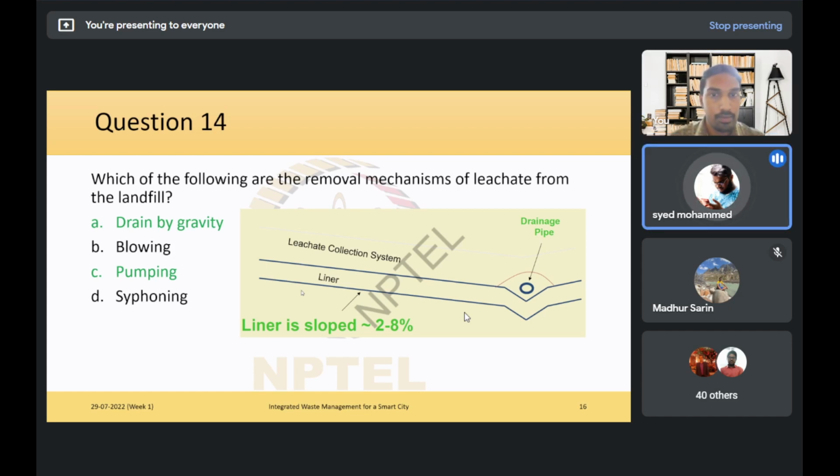What is siphoning, sir? Siphoning is when you transfer a liquid from one level to another level. That's what we call siphoning. When you have, say, water at two levels, one at a lower point and a higher point, and you try to transfer it from the higher to the lower end with a pipe, that's what we refer to as siphoning. So here we do not do that.